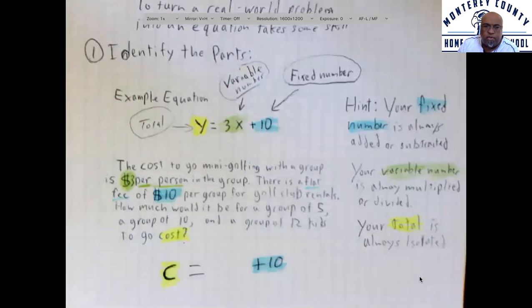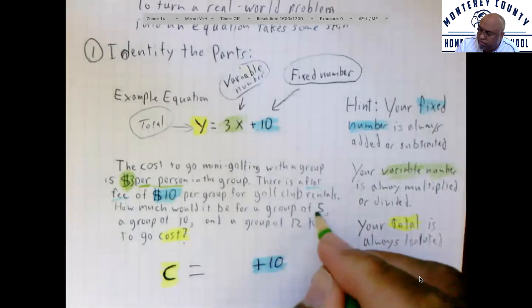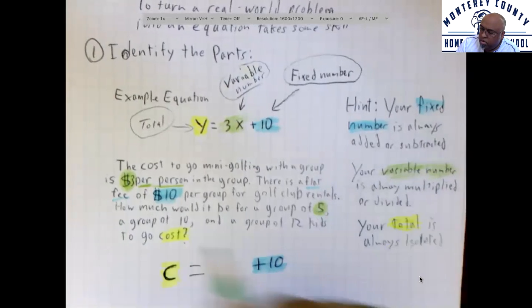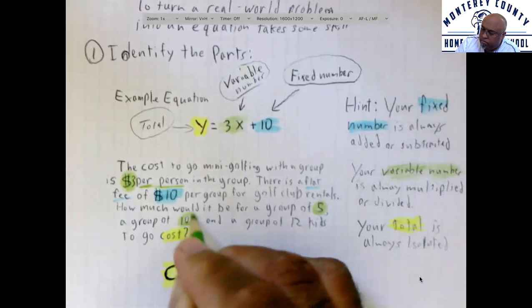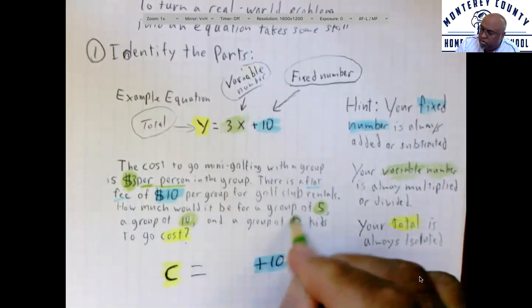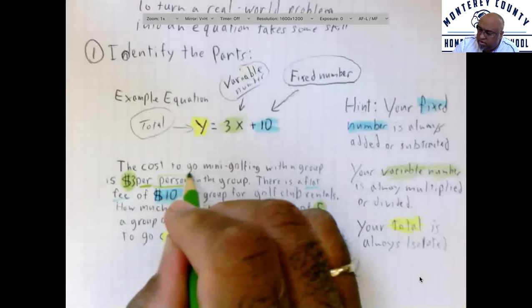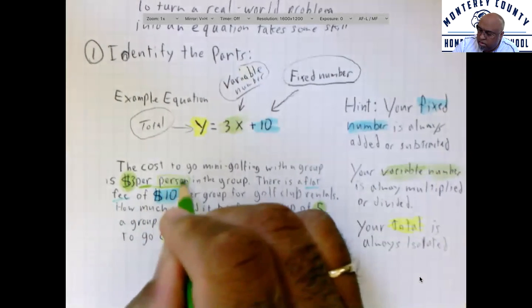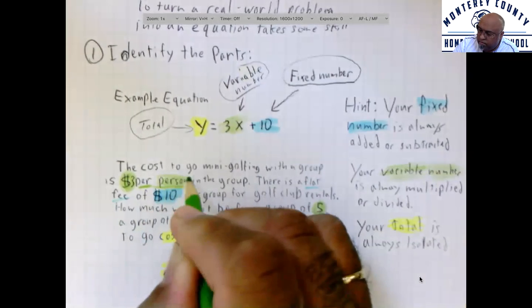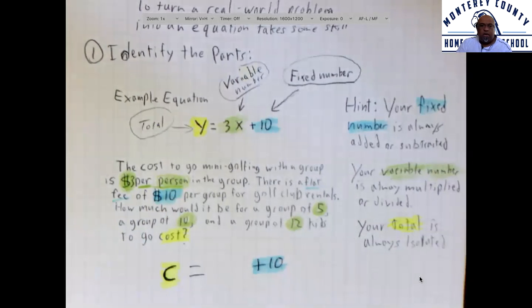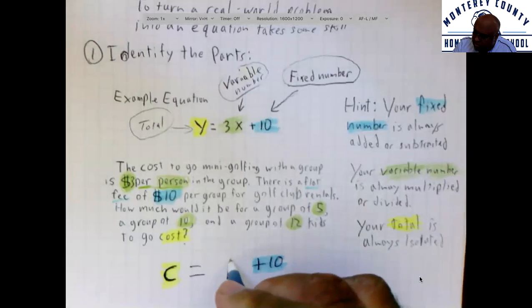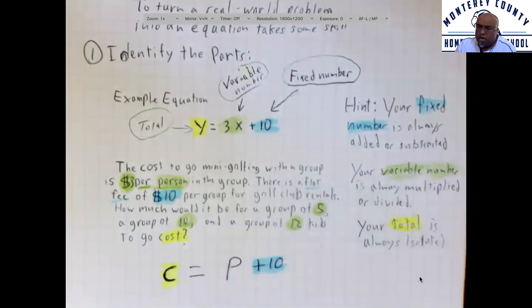What's the variable number itself? Well, it's a variable, so it changes. And if you look, it's a group of 5, a group of 10, and a group of 12. But the variable itself is the word person, okay? Now, so I'm going to use the variable p for person. And how much is it per person?